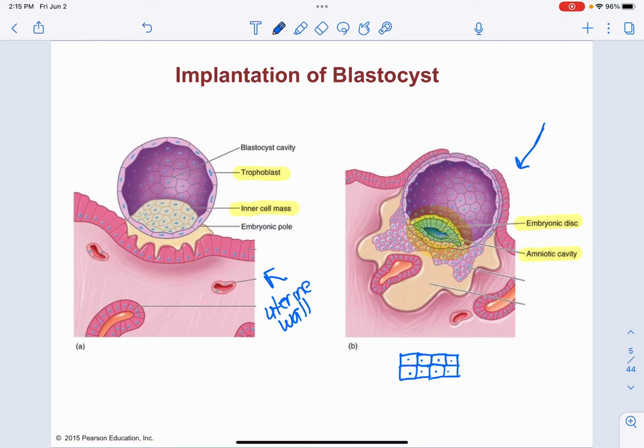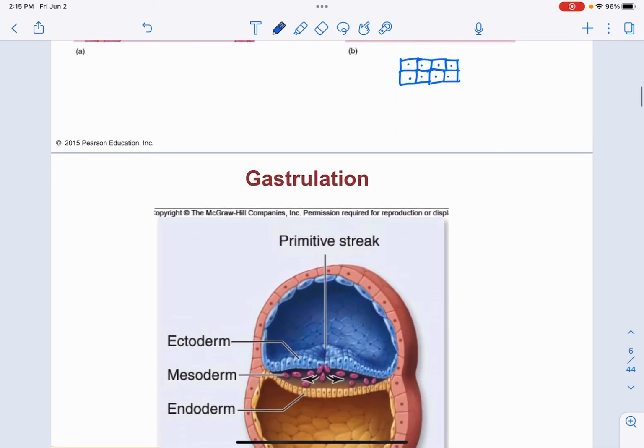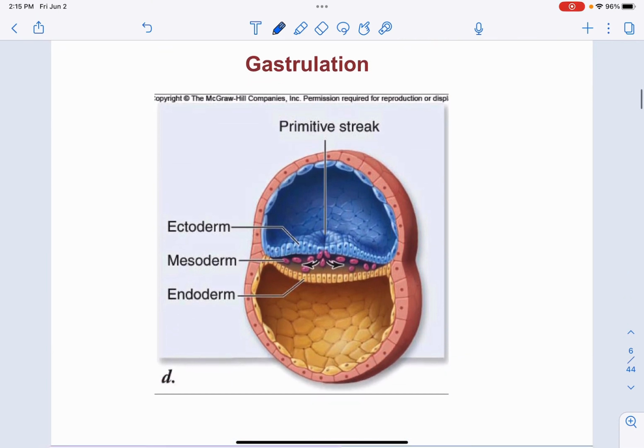All right, so let's talk about what happens after implantation. You get what's called a primitive streak. And this forms the central axis of our body. So this is going to tell you where your head is and where the central part of our body is going to be located.